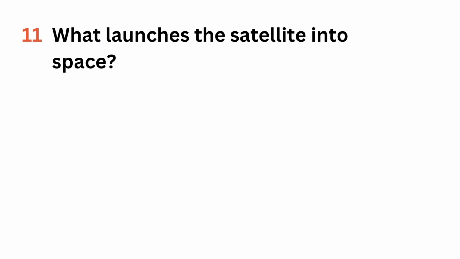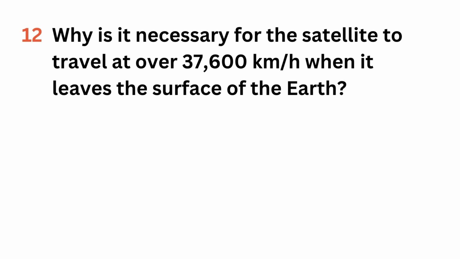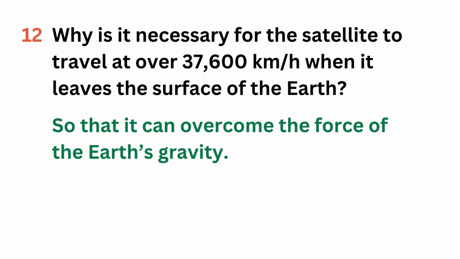Question 11. What launches the satellite into space? A rocket. Question 12. Why is it necessary for the satellite to travel at over 37,600 km per hour when it leaves the surface of the Earth? It is necessary so that it can overcome the force of the Earth's gravity.